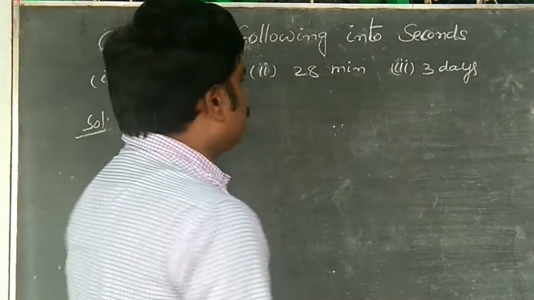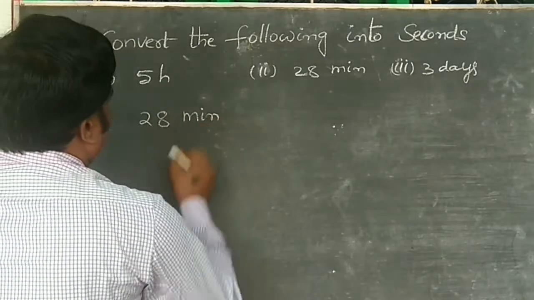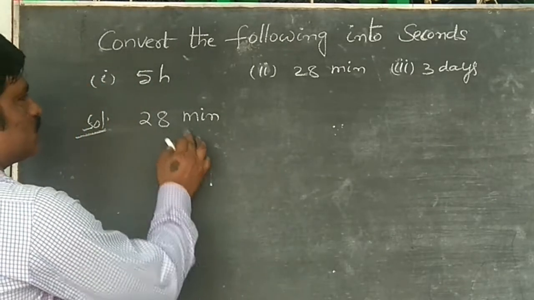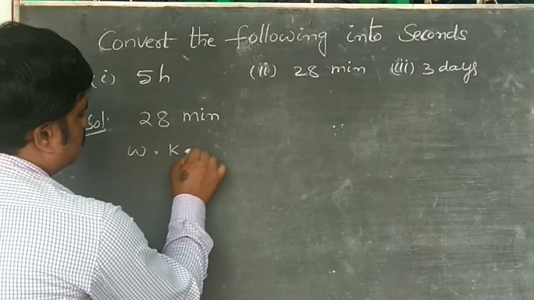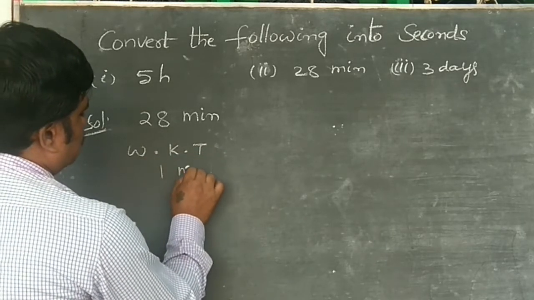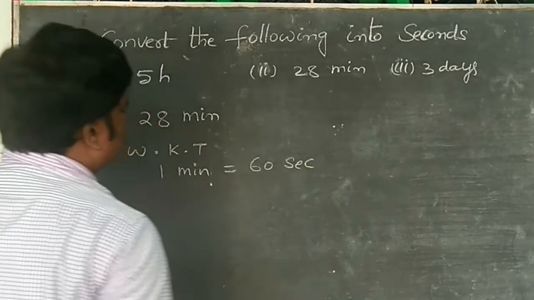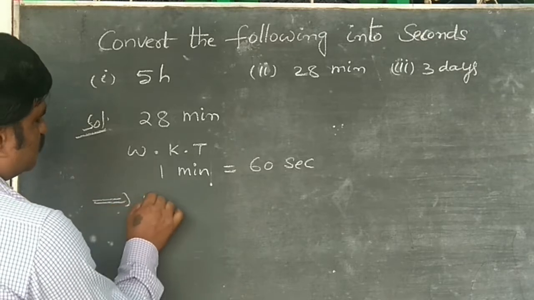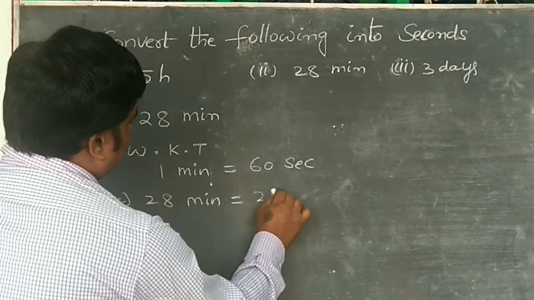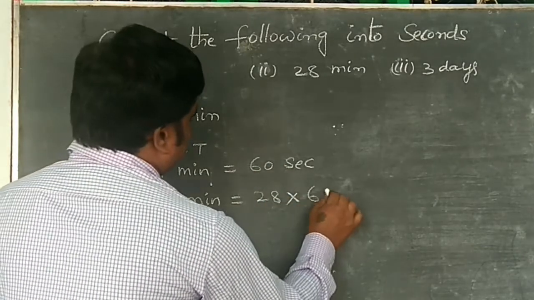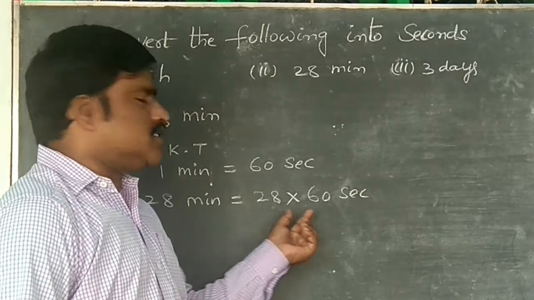Now the second problem, 28 minutes. Now we convert minutes to seconds. Already we know that 1 minute is equal to 60 seconds. So that implies 28 minutes is equal to 28 into 60 seconds. Now we multiply 28 into 60.